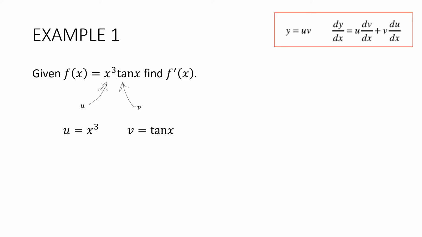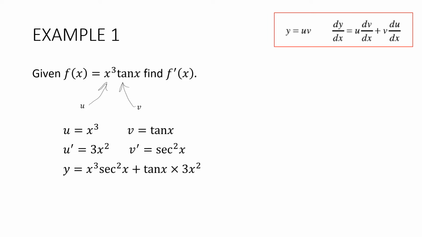And I'm going to write those down. Now let's find the derivatives. u dashed will be 3x squared. v dashed will be sec squared x. Now the product rule is very easy to construct. All we're going to do is u multiplied by v dashed plus v multiplied by u dashed. And we can tidy this up by taking out common factor of x squared. And that's it, x squared outside of x sec squared x plus 3 tan x.